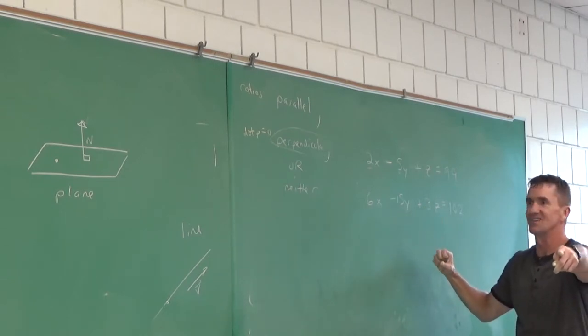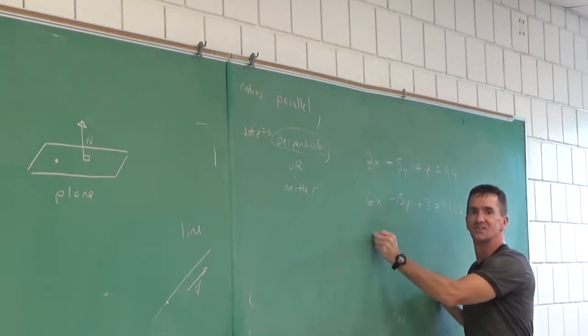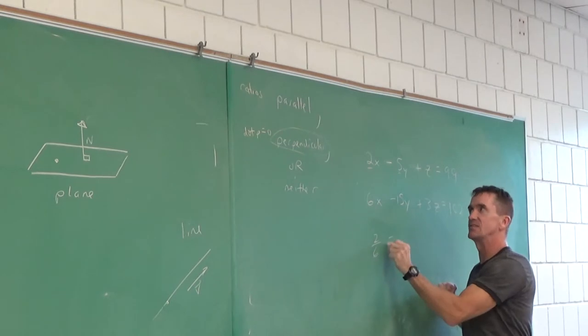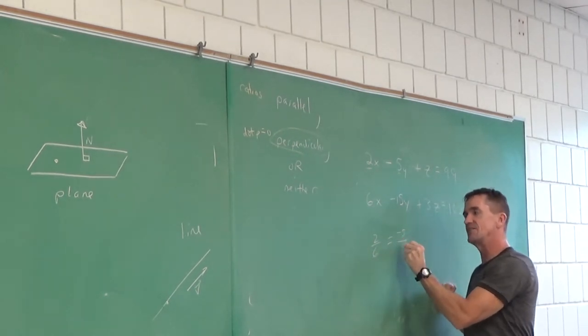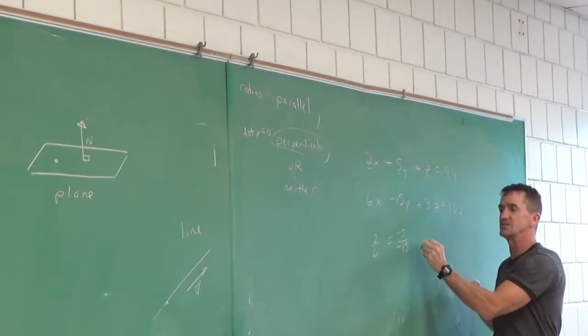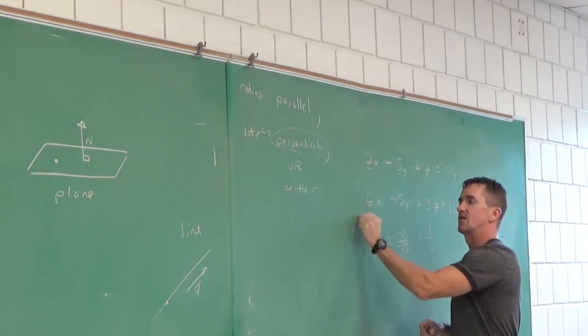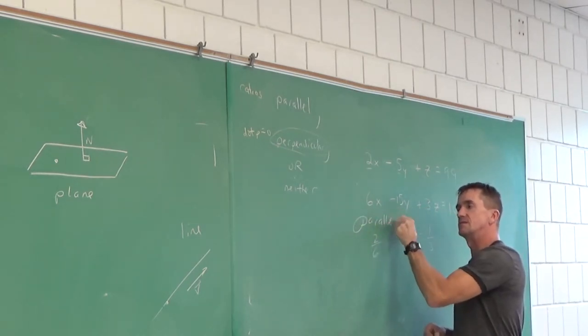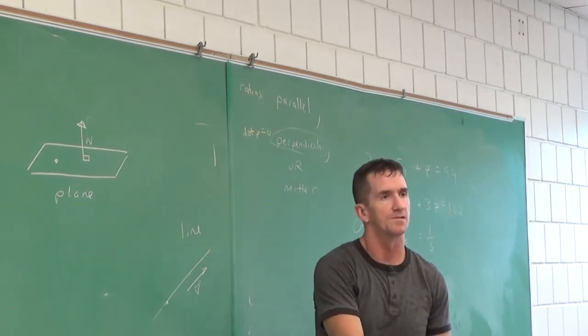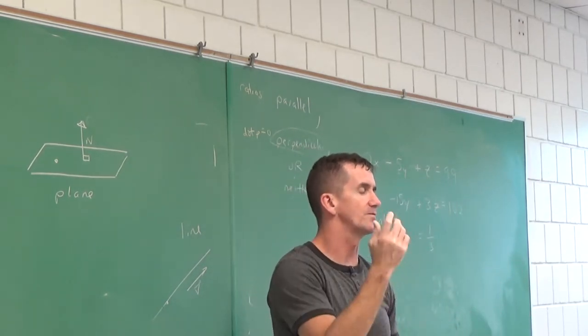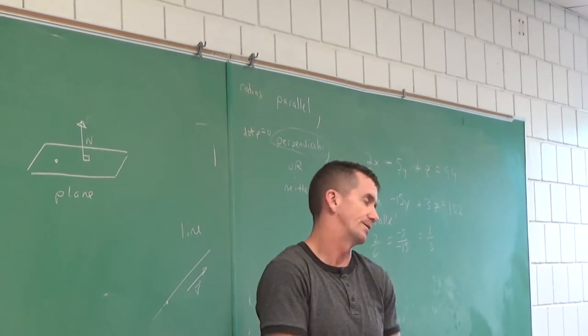And they're parallel. Because what's going on with these ratios? 2 over 6 is equivalent to negative 5 over negative 15, which is equivalent to the third ratio. And then these would be parallel. The two planes are parallel. Cool. Now, what if neither of those hold? Then neither. Neither.